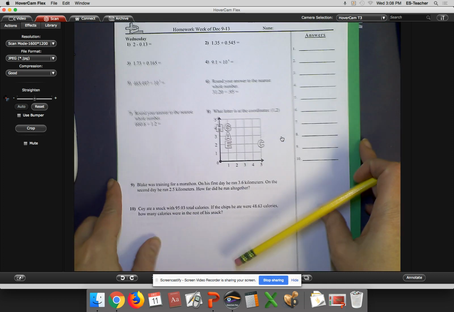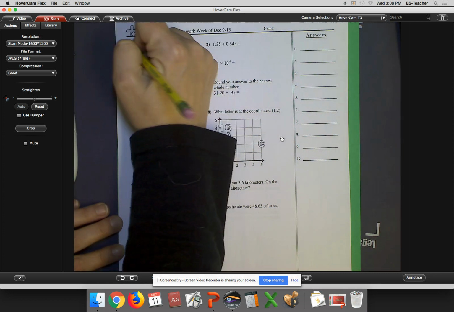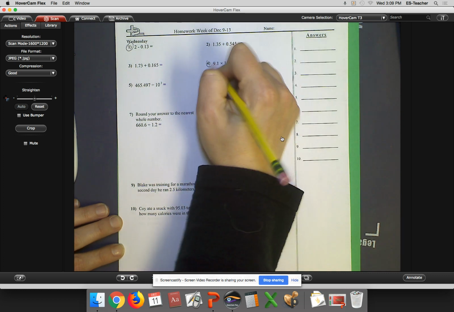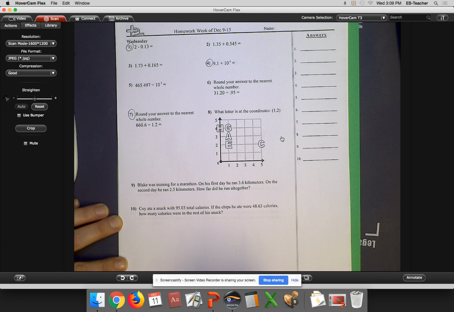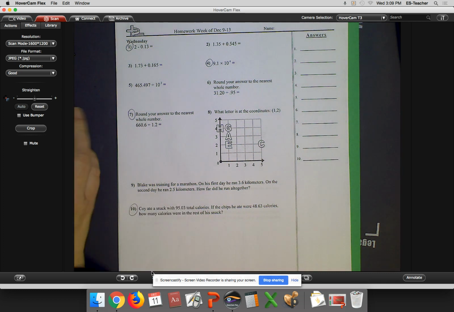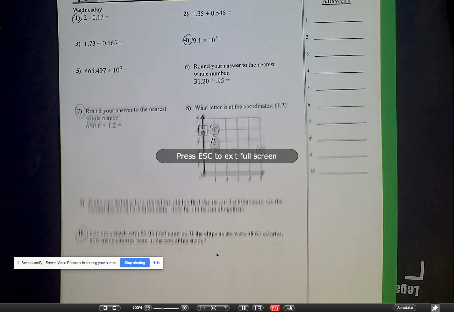All right, so today I'm going to do number 4, number 7, and number 10. Okay? All right, so let me move this over and let's look at it.